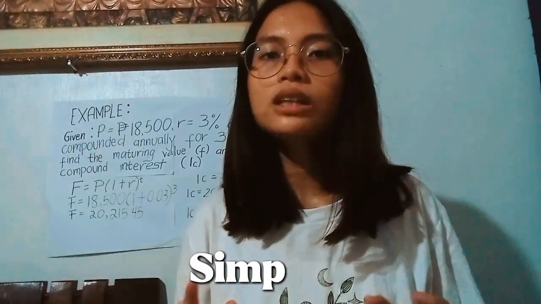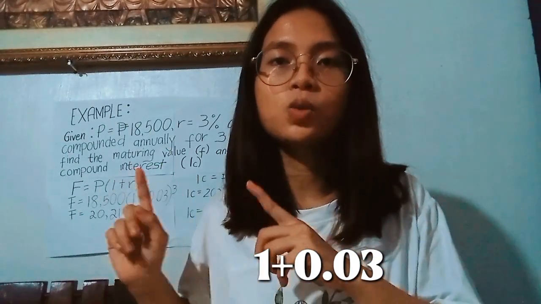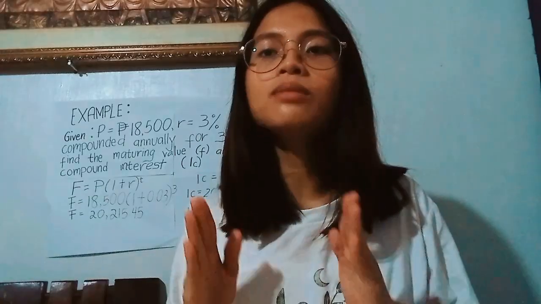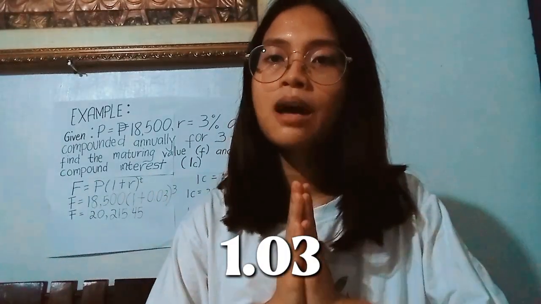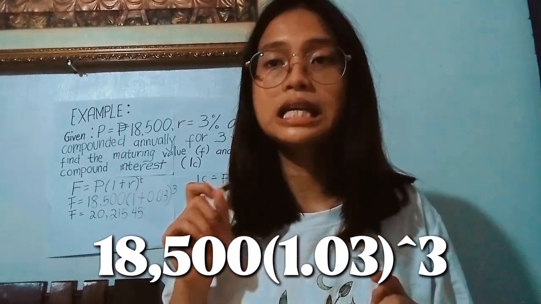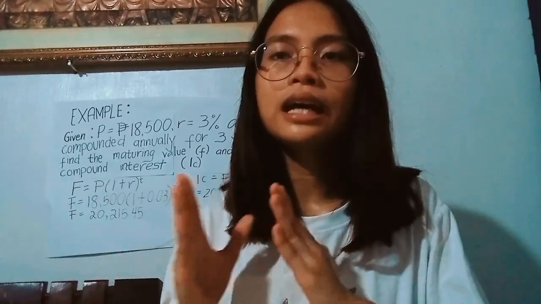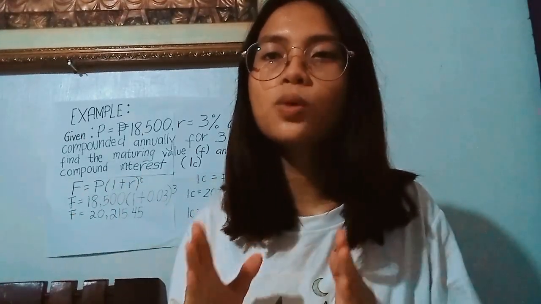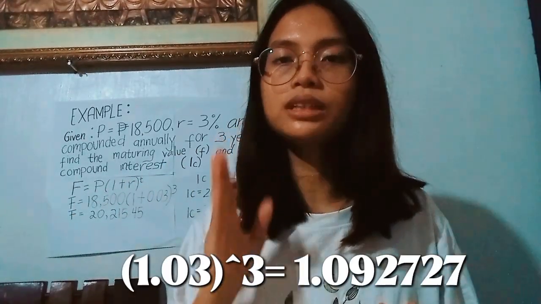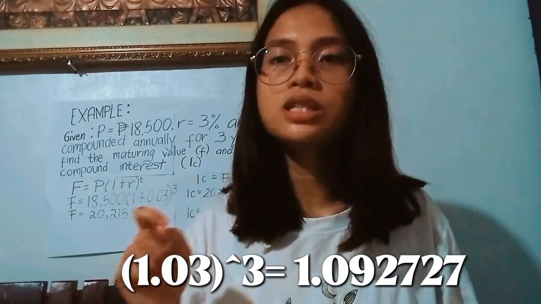So, syempre, you can use your scientific calculator. What I will do is I will simplify first 1 plus 0.03, which is ang lalabas ay 1.03. So, ang next step, you have to copy again the 18,500 times 1.03 raised to the third power. So, eto, calculator na din natin. Ang gagawin ninyo guys, you will input 1.03 raised to the third power and the answer is 1.092727.